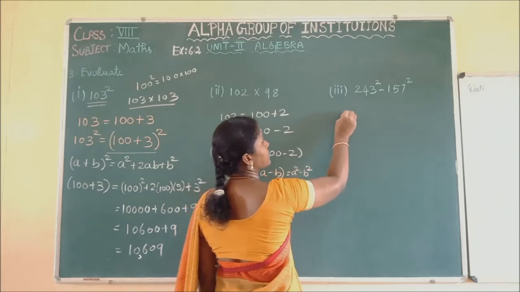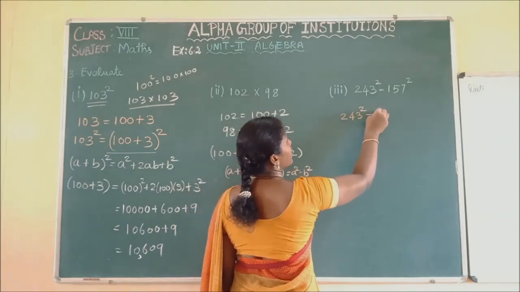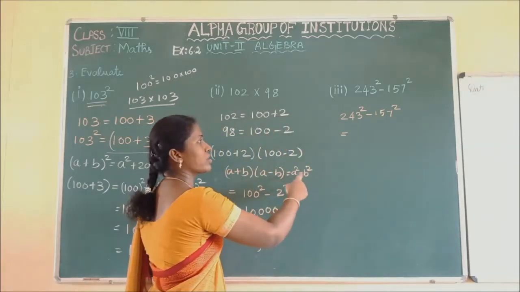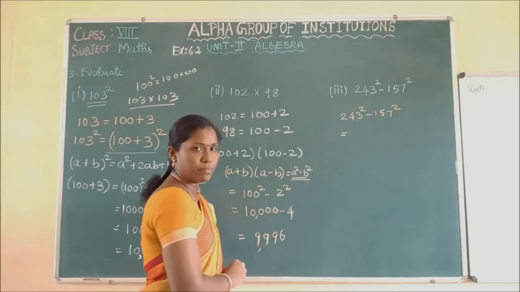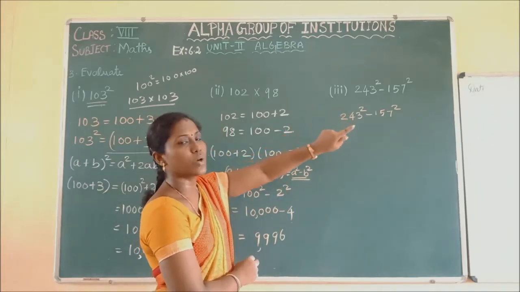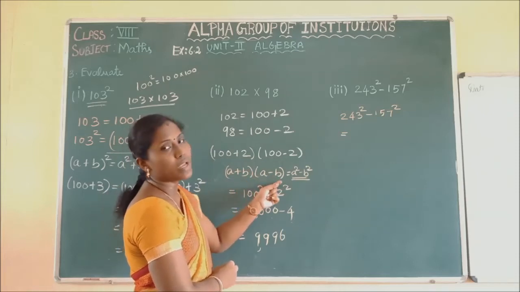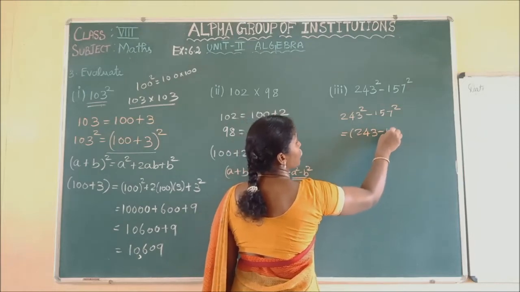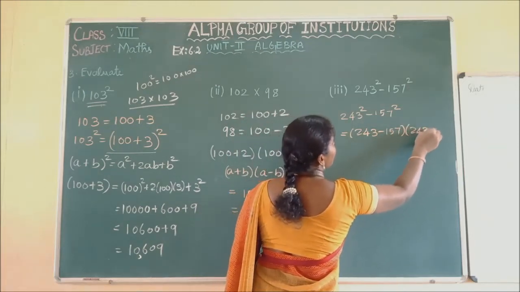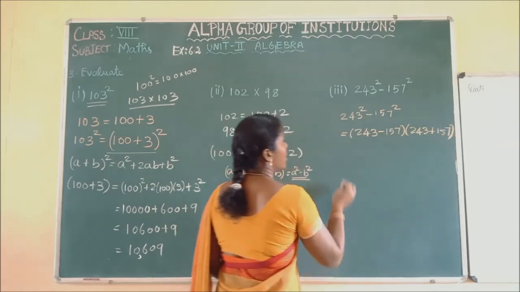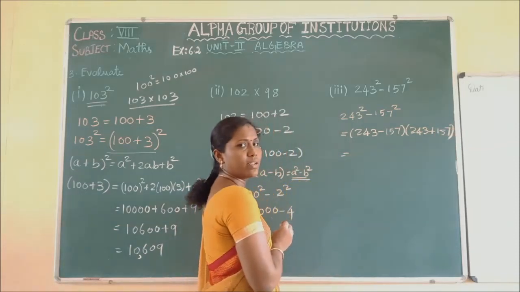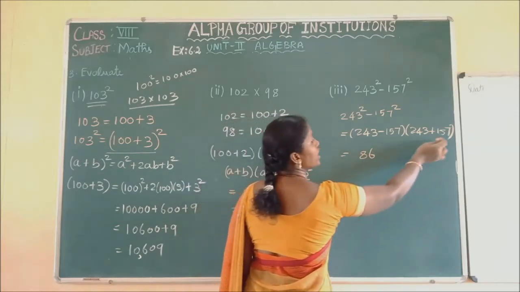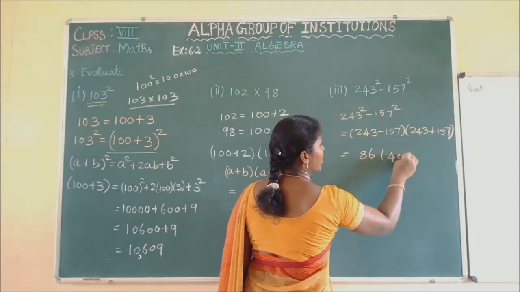Okay, I am going to express the question 243 square minus 157 square using the same identity. The given question here is in the form of a square minus b square. See, a square minus b square, the expanded form is a plus b into a minus b. Instead of a we are having 243. So 243 minus 157 into 243 plus 157. Now, what is 243 minus 157? The value is 86. 243 plus 157, the answer is 400.